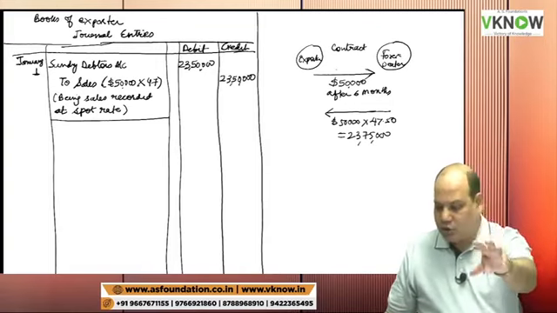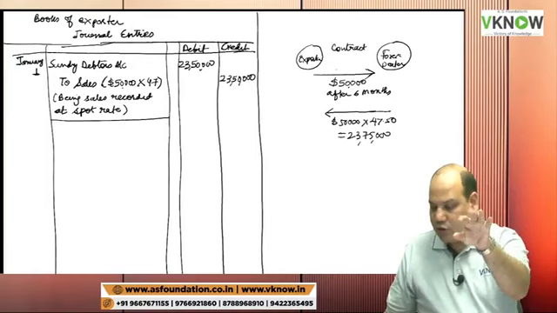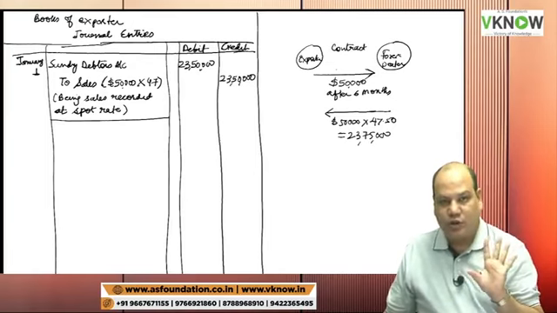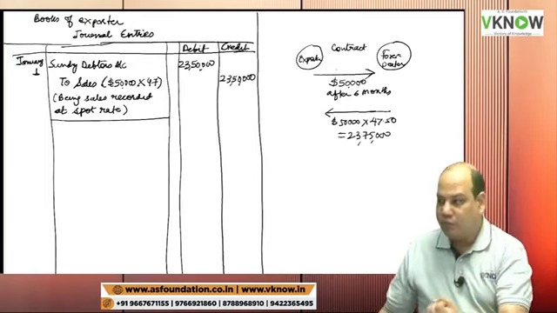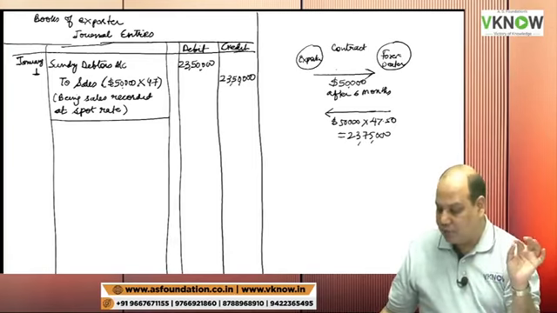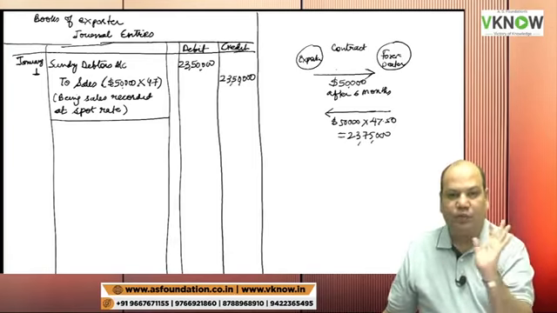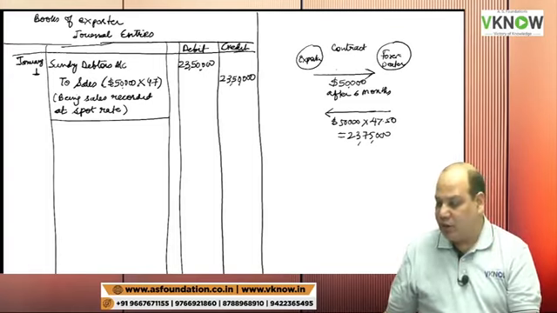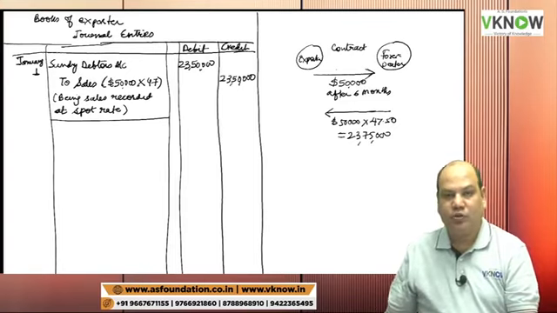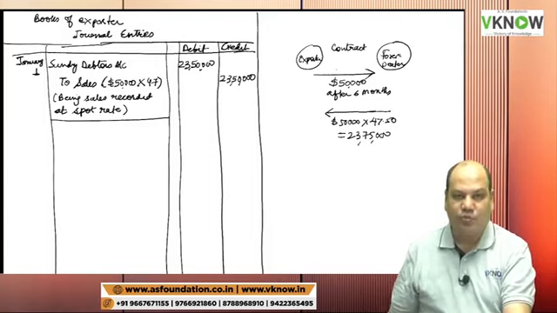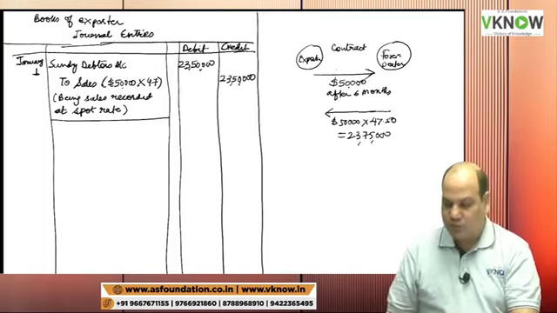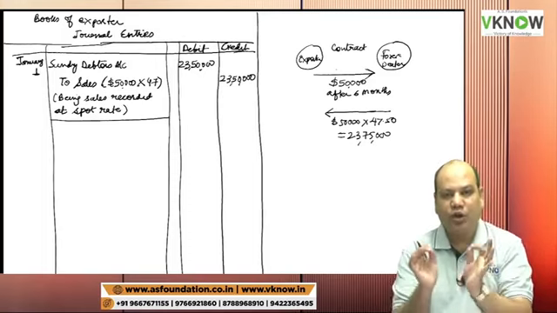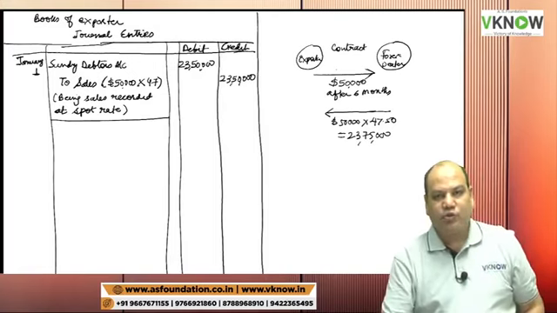The exporter has an obligation to pay $50,000 to the forex dealer. This is the contract. And the forex dealer has the obligation to pay 23 lakh 75,000 rupees to the exporter. I repeat a third time: the exporter has to pay $50,000 to the forex dealer and the forex dealer has to pay 23 lakh 75,000 rupees to the exporter. We are in the books of the exporter.